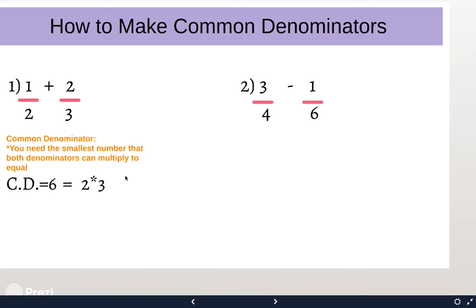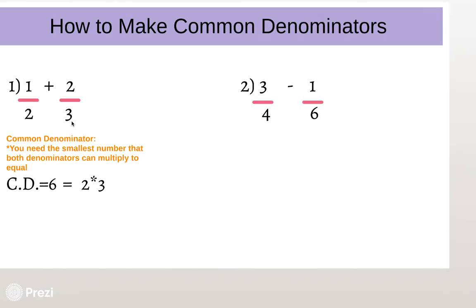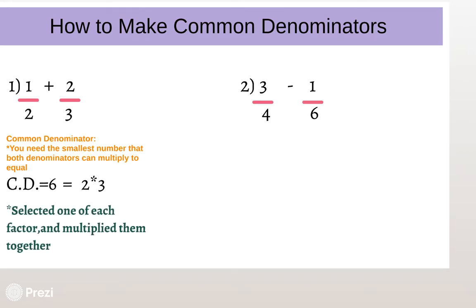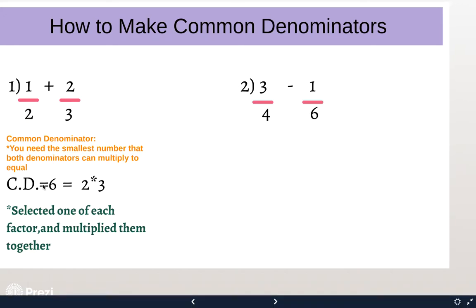Wait a minute. Do you guys see a connection between this 2 and 3 and that 2 and 3? Oh man, it is not a coincidence, you guys. One of the techniques we use for making common denominators is to select one of each factor. So what I did here was I selected one of each factor, and then we multiplied them together and got 6.